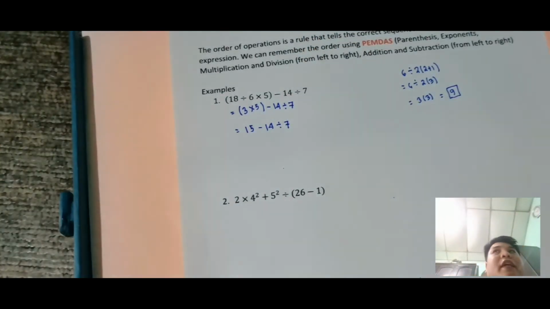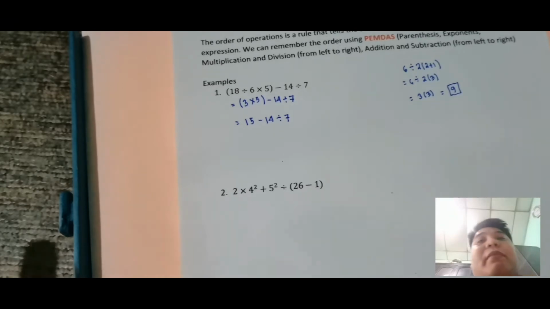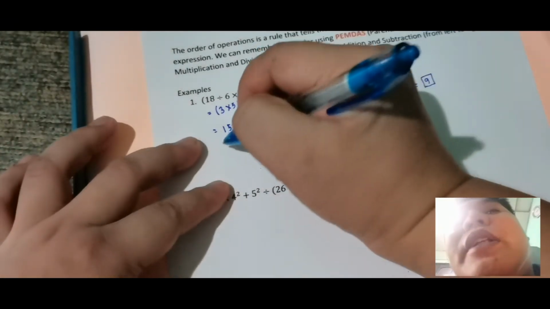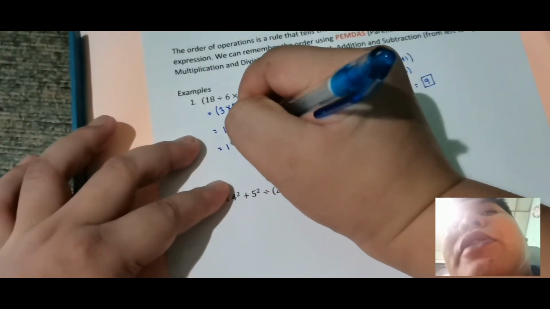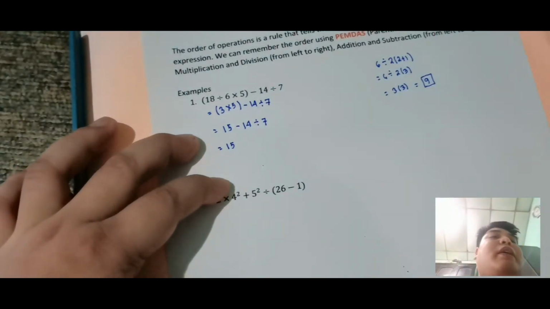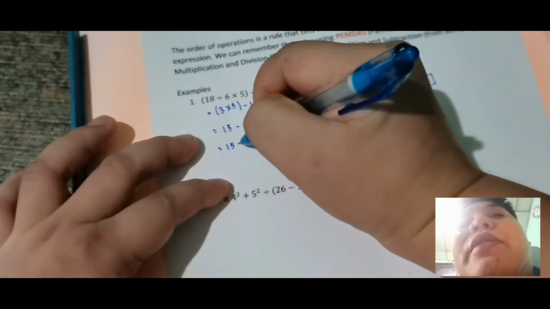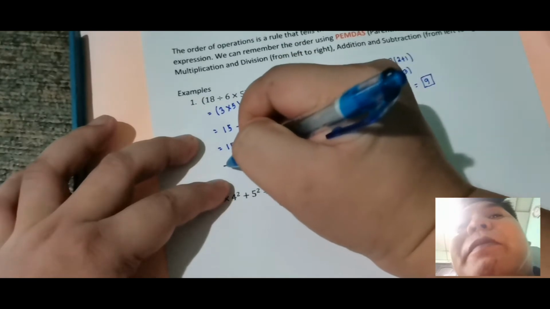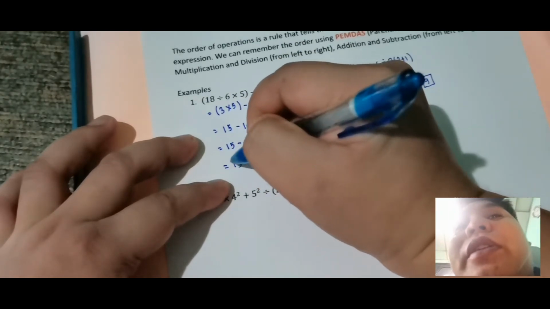Okay, ngayon, check natin. So, meron akong nakikita: 15 minus 14 divided by 7. Sabi ni PEMDAS, that is parenthesis, exponent, multiplication, division, addition, and subtraction. Since nauuna si division kay subtraction, magde-divide ka muna before tayo mag-subtract. So, that is 14 divided by 7. Okay, so that is 15 minus yung result ng dalawa. 14 divided by 7 is 2. So, minus 2. Therefore, 15 minus 2 is 13.